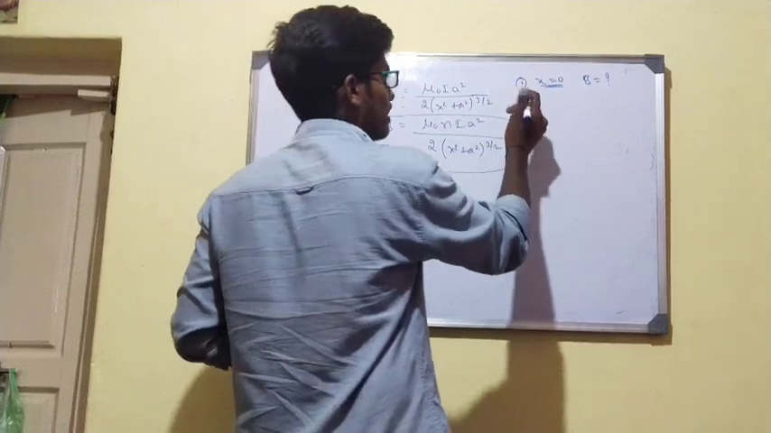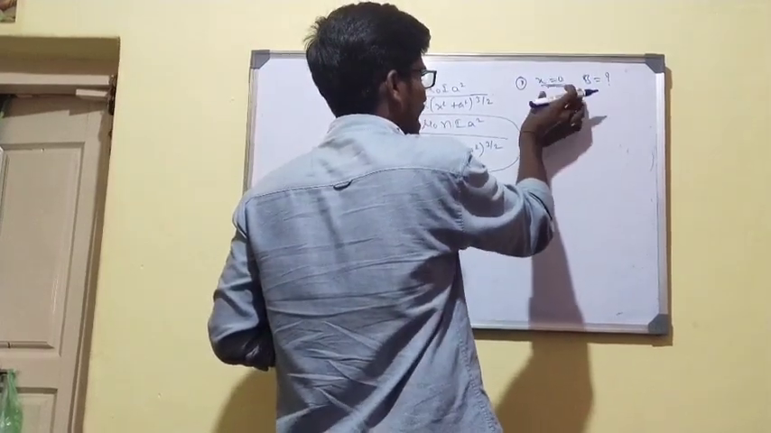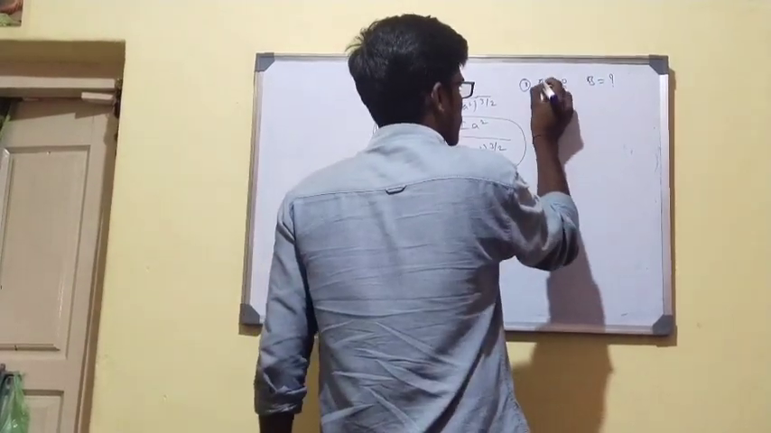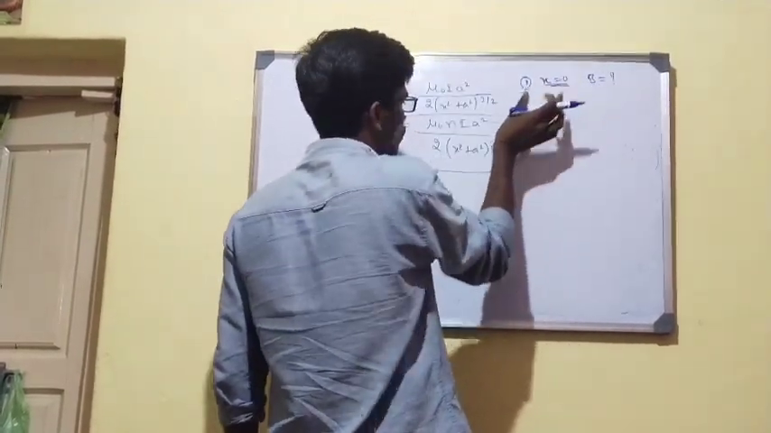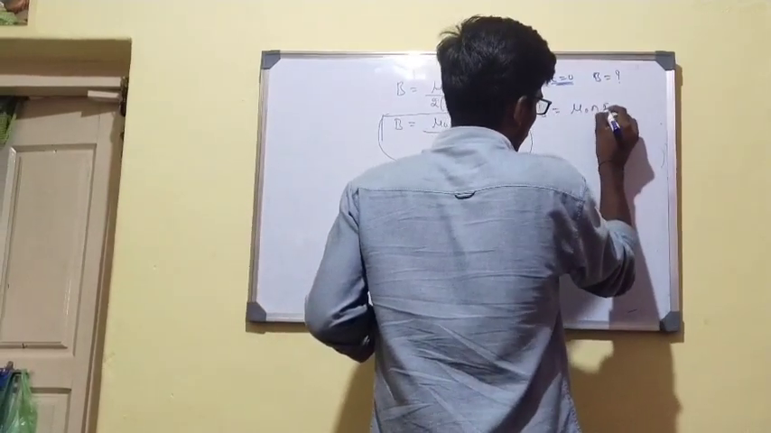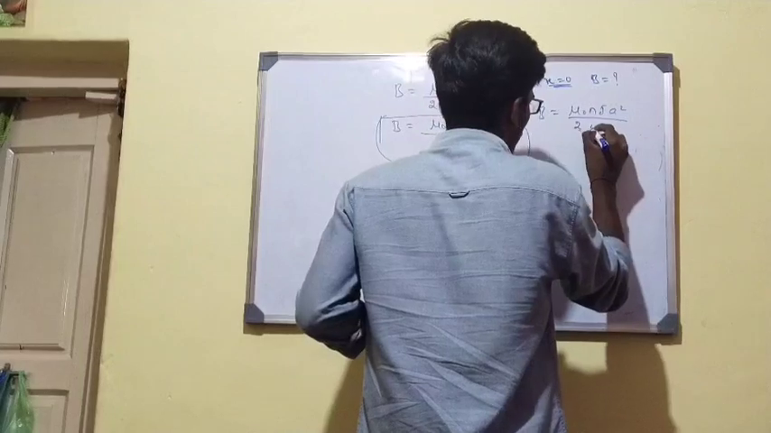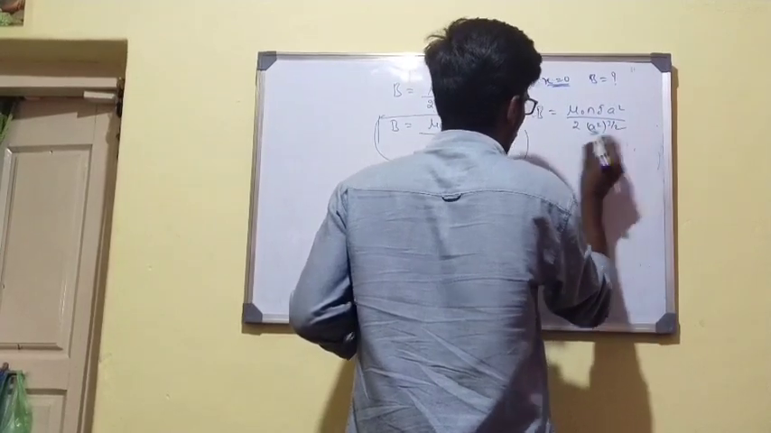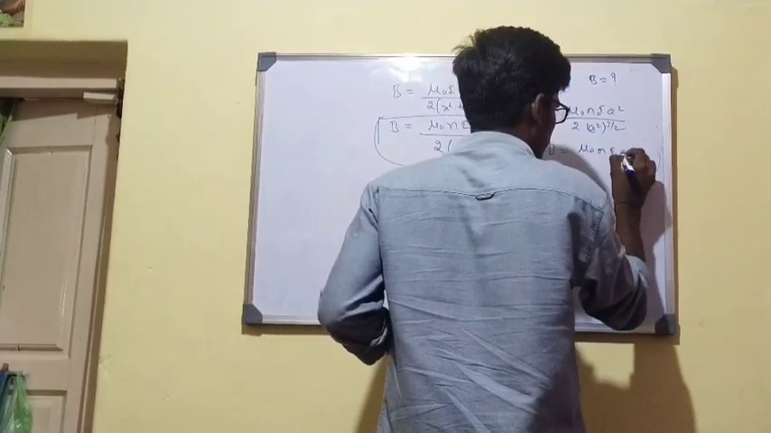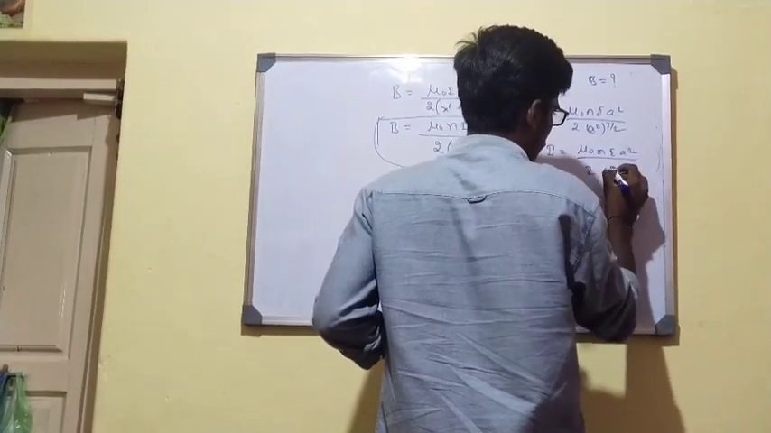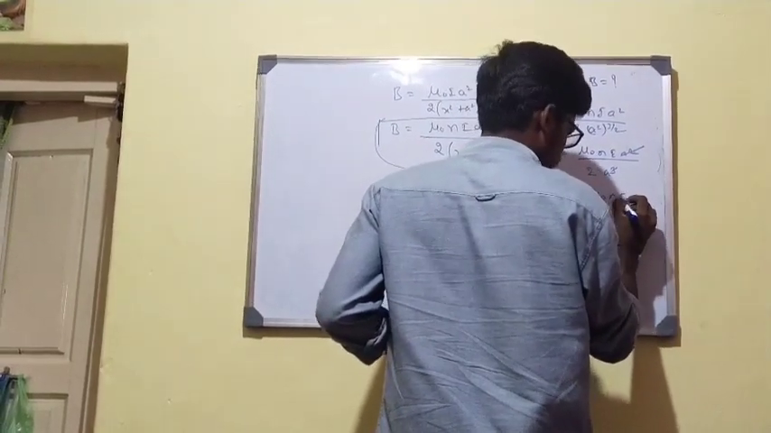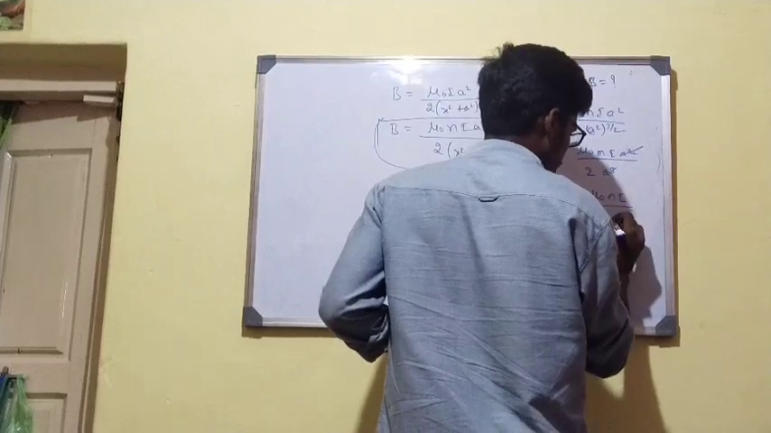So here case 1 is asking us to find the magnetic field at the center of the coil. At the center, x is equal to 0. Put the value of x in this equation, and we get B is equal to mu naught N I a square divided by 2 into (a square) whole raised to the power of 3. Therefore B is equal to mu naught N I a square divided by 2 into a cube. Here a square and a square get cancelled. B is equal to mu naught N I divided by 2a.